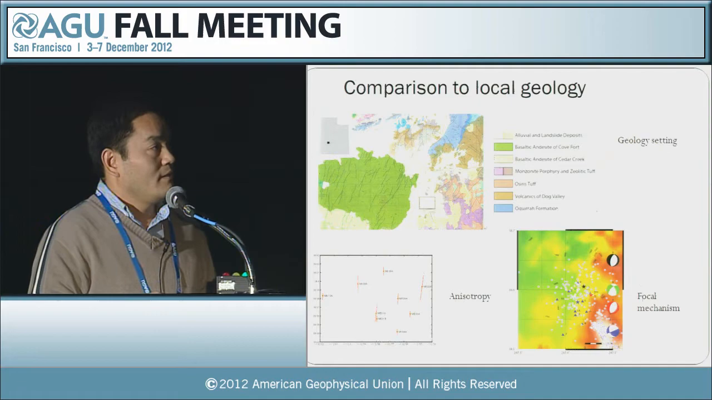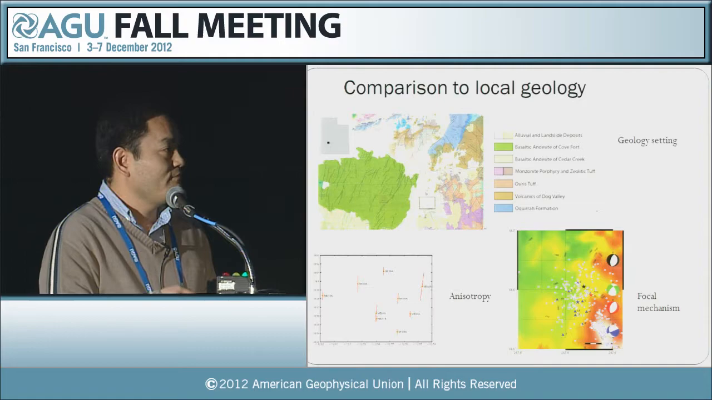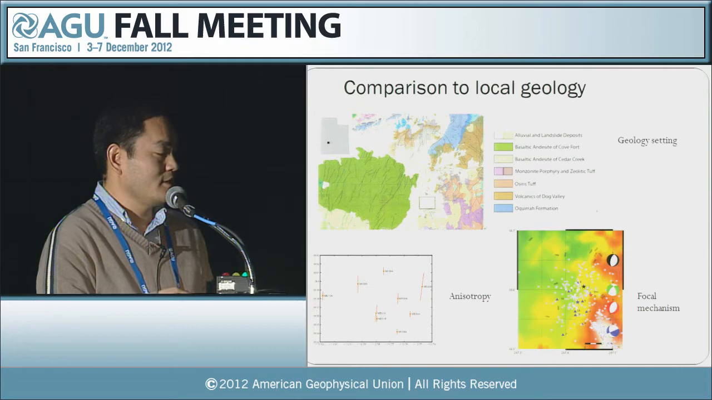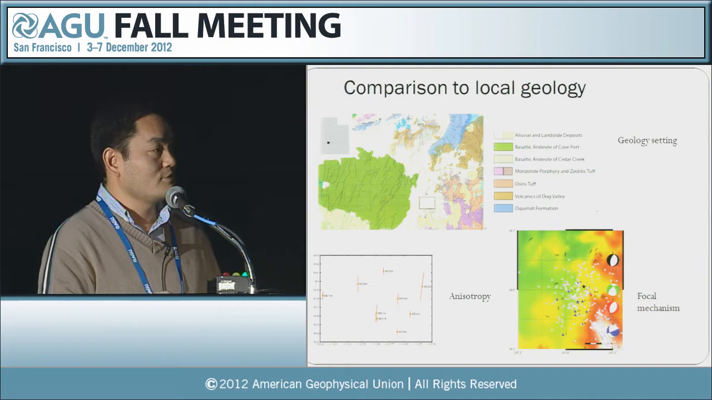By comparison to the local geology, we can see there are some faults. In this area, the faults mainly align in the north-northeast direction. So this is quite consistent with the shear wave splitting analysis and also with the focal mechanisms study.